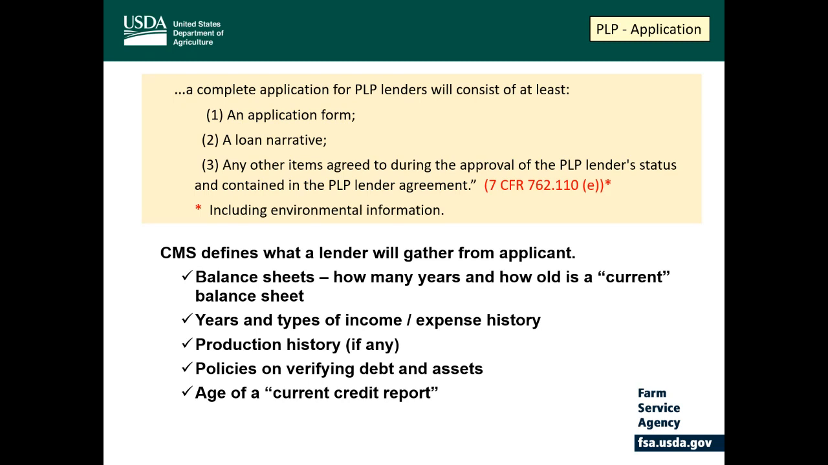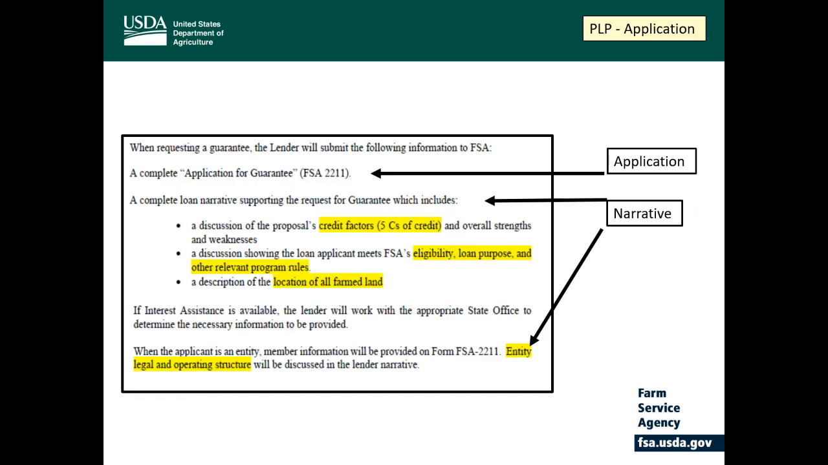Also it'll contain how old a credit report are you going to have in the file? So that's what is going to be in the CMS: what you gather from what the lender gathers from the applicant.